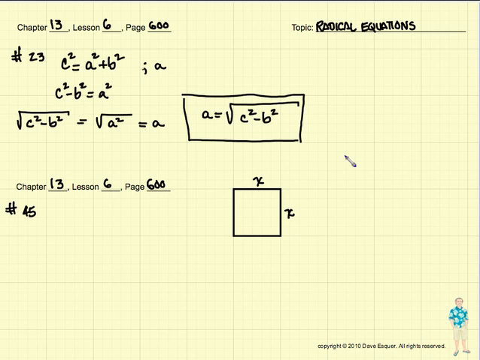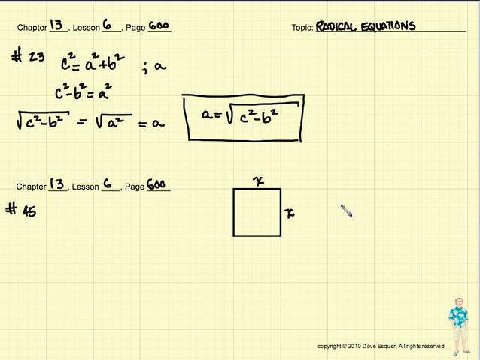Number 45 is an interesting problem. It's kind of hard to decode. It says, find a formula for the area of a square in terms of the perimeter, then use the formula to express the perimeter of the square in terms of the area. So let's just figure out what they're talking about.